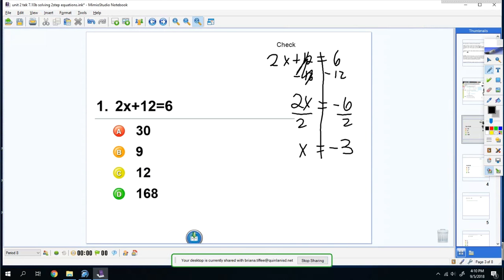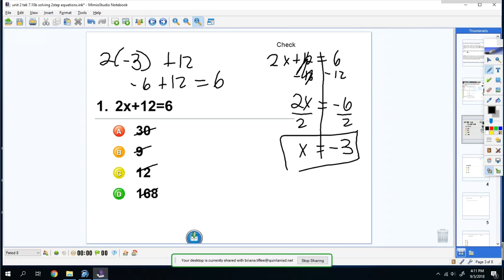Let me make sure this is correct. So you're going to do 2 times negative 3, just plug it in, plus 12. So that's negative 6 plus 12 is a positive 6. I have no clue why these answer choices are there. I don't remember what I was doing last year. So the answer should be a negative 3. My apologies.